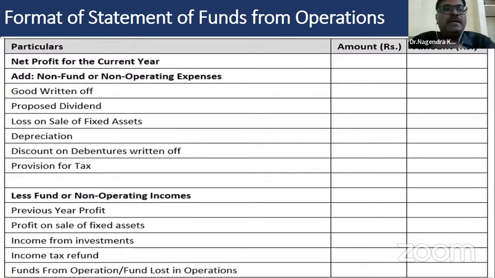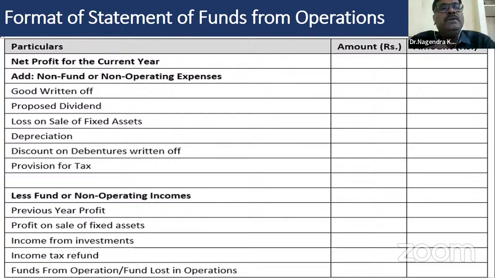Here we will take the net profit of the current year, and we will make adjustments for goodwill written off, proposed dividends, loss on sale of fixed assets, depreciation, discount on debentures written off, and provision for taxes. All these are non-fund. Non-fund means that we are not actually utilizing cash here, and some of them are non-operating. They are not related to our regular business activity.